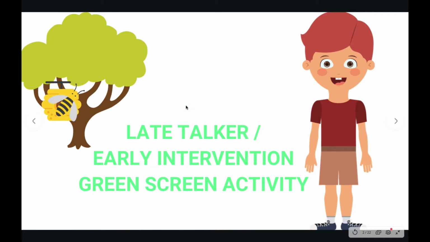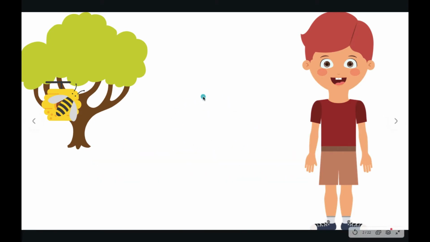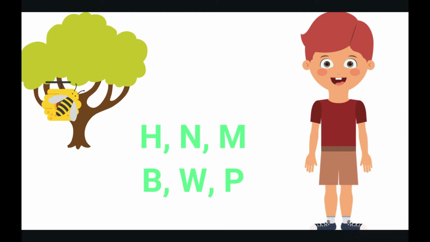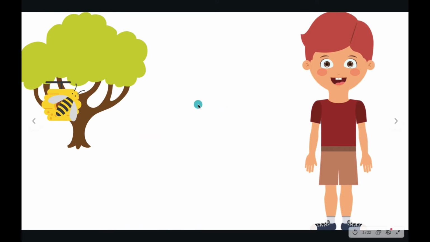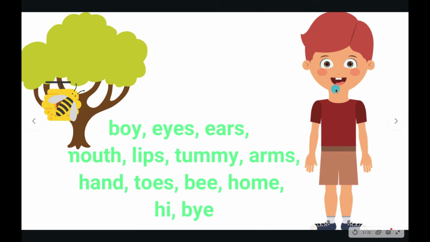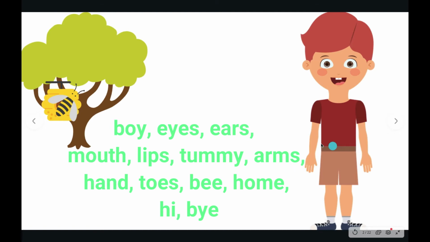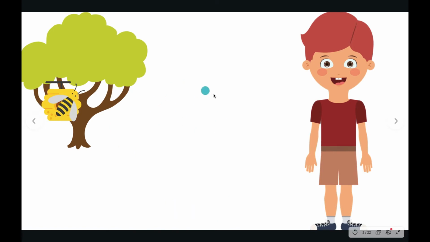So we're talking about kids who are 3 and under here. And my goals might include a lot of early speech sounds. So that would be sounds that start with the letter H, N, M, B, W, or P. And then a lot of early vocabulary. So things like boy and eyes and ears and mouth and lips and tummy and arms and hand and toes and bee and home, the bee is home. So a lot of early vocabulary here that we can target.